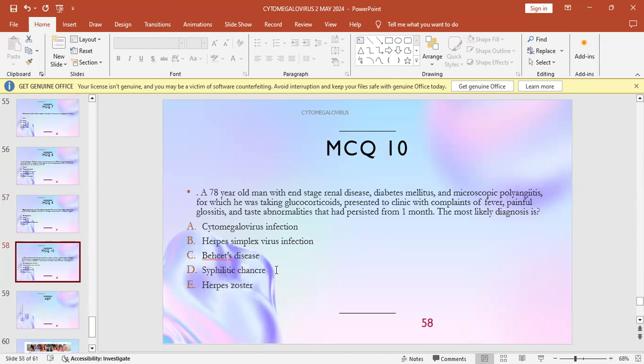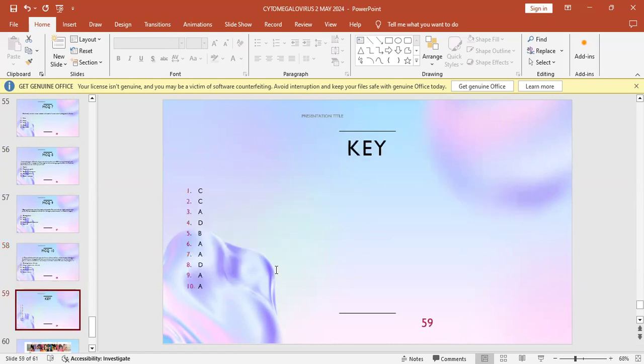Last MCQ: A 78-year-old man with end-stage renal disease, diabetes mellitus, and microscopic polyangiitis, for which he was taking glucocorticoids, presented clinically with complaints of fever, painful glossitis, and taste abnormalities that had persisted for 1 month. The most likely diagnosis is cytomegalovirus infection, herpes simplex infection, Behcet's disease, syphilitic cancer, or herpes zoster. A, it's cytomegalovirus infection. This is the key to all the MCQs.